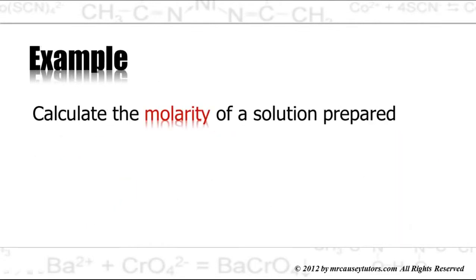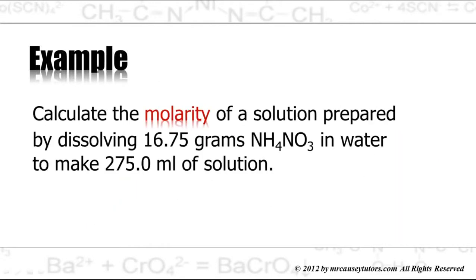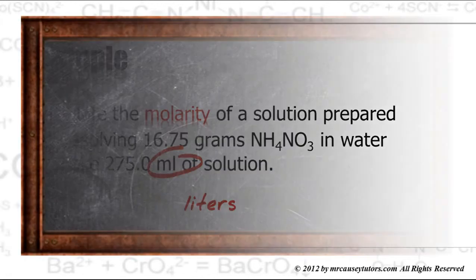So let's look at an example. Calculate the molarity of a solution prepared by dissolving 16.75 grams of ammonium nitrate in water to make 275 milliliters of solution. Alright, well, let's look here. First we have our grams, and we have to change that to moles. And then we're going to have to take our milliliters and change that to liters, because it's going to be moles per liters. So we want to make sure that we make the proper conversions here.